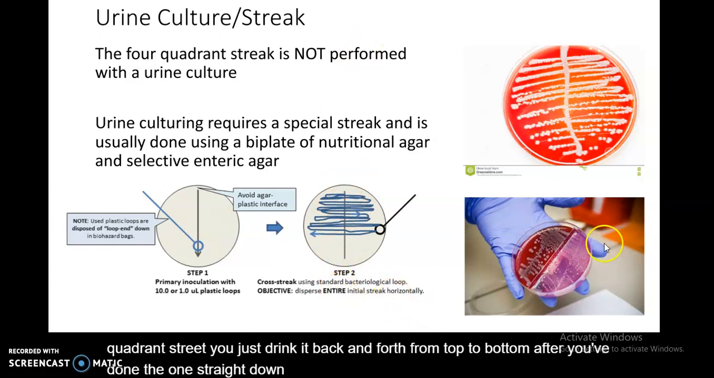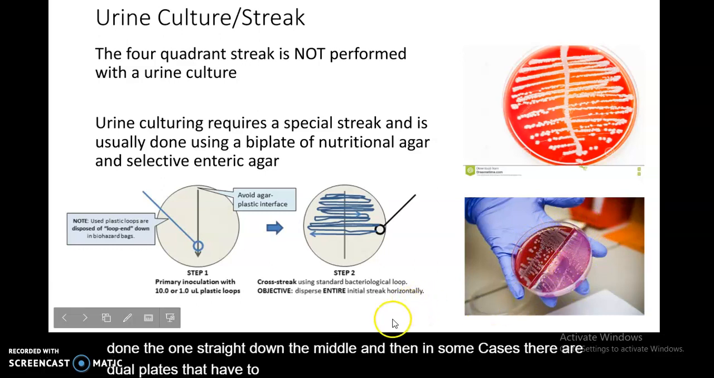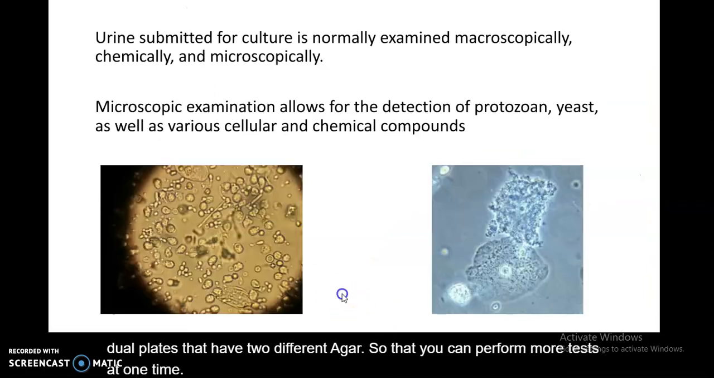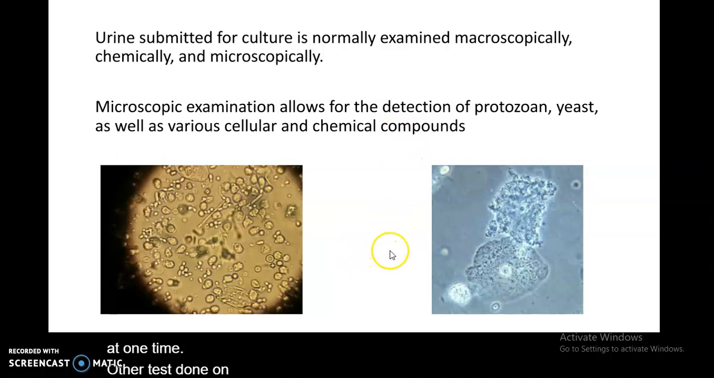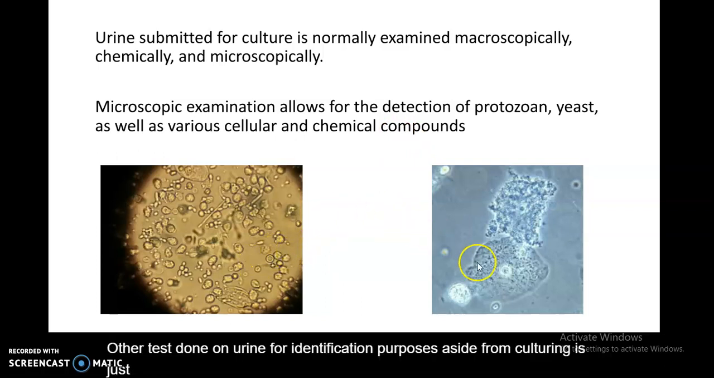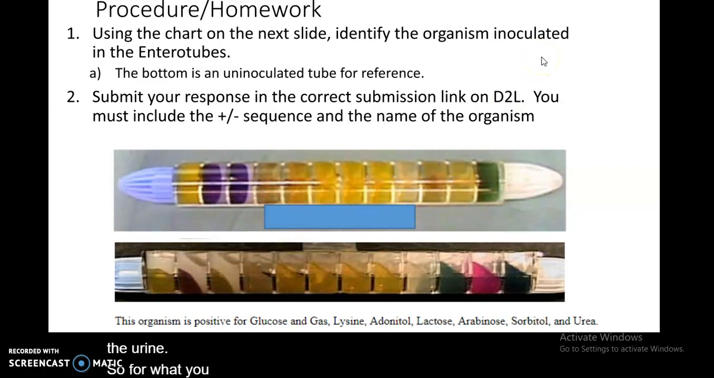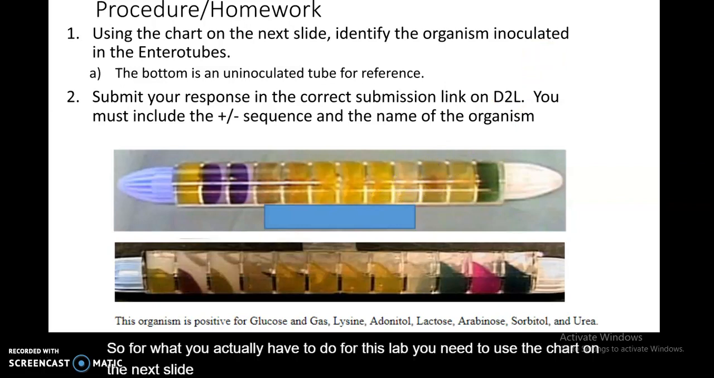And then in some cases, there are dual plates that have 2 different agar, so that you can perform more tests at one time. Okay. Other tests done on urine for identification purposes, aside from culturing, is just microscopic analysis to see if there are any protists or fungi present in the urine. So for what you actually have to do for this lab, you need to use the chart on the next slide and identify the organisms.